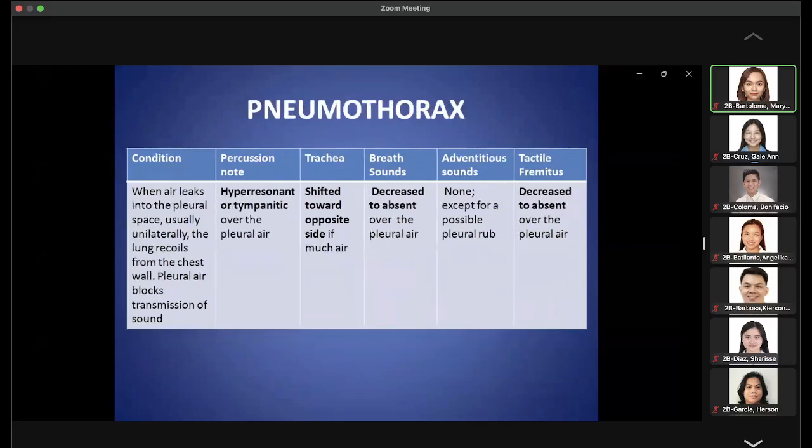How about pneumothorax? So when air leaks into the pleural space, usually unilateral or one-sided, the lung recoils from the chest wall. So pleural air blocks transmission of the sound, just like in pleural effusion. So what are your expected findings? On percussion, it's hyperresonant or tympanitic over the pleural air. The trachea may be shifted toward the opposite side if there's much air, with decreased to absent breath sounds and tactile fremitus.